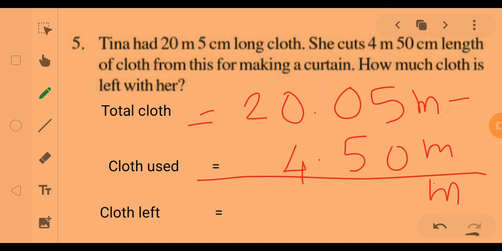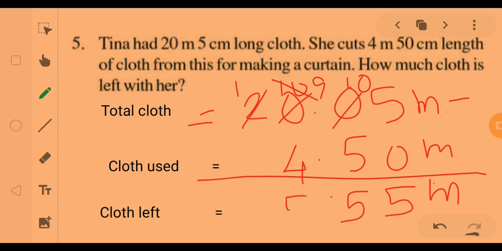Meter, then 0, we write 5 down. Next we borrow 1. This place is 10 now. From this 10, 1 borrow, 9. Next it is 10. 5 from 10 is 5. Decimal point. 4 from 9, 5. Then 1 we write down. So 15.55 meter is the length of cloth left with her.